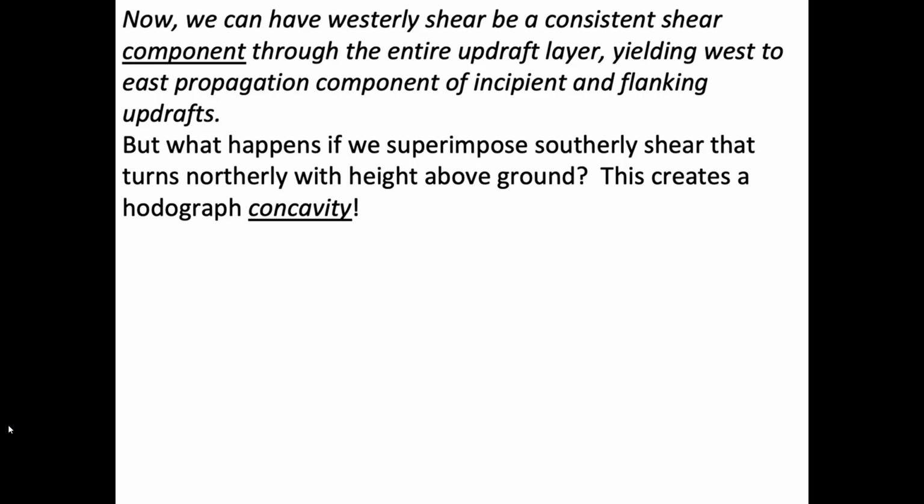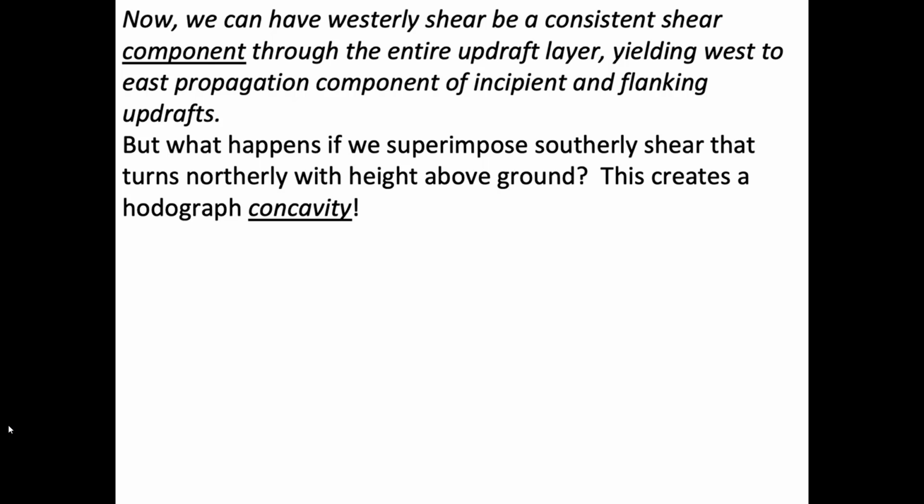So again, what we talked about in that previous slide is where through the entire convective layer we had a component of the shear that had the same direction in every single level, westerly. Now we can have westerly shear be a consistent shear component through the entire updraft layer, yielding west to east propagation component of incipient and flanking updrafts.